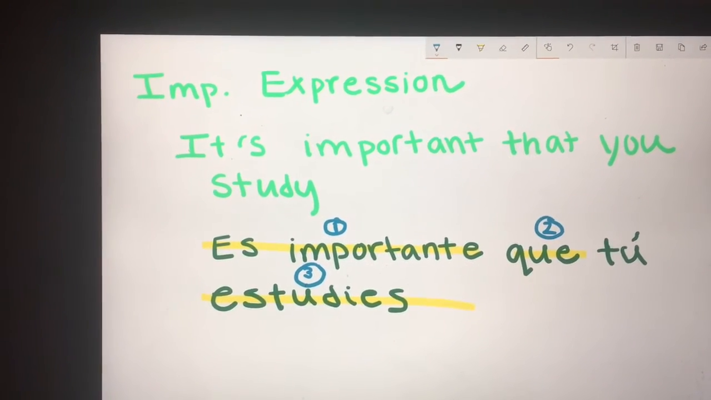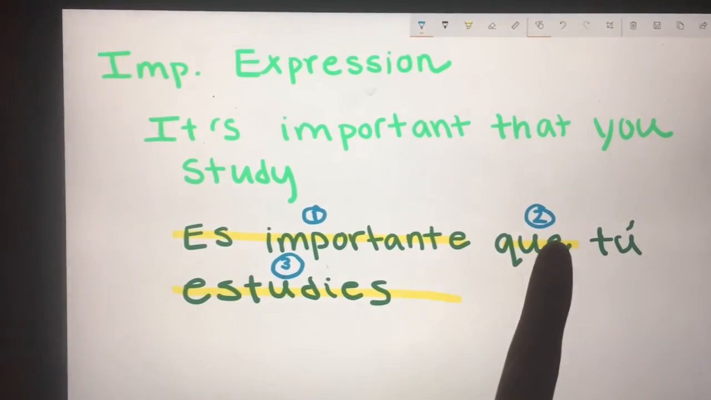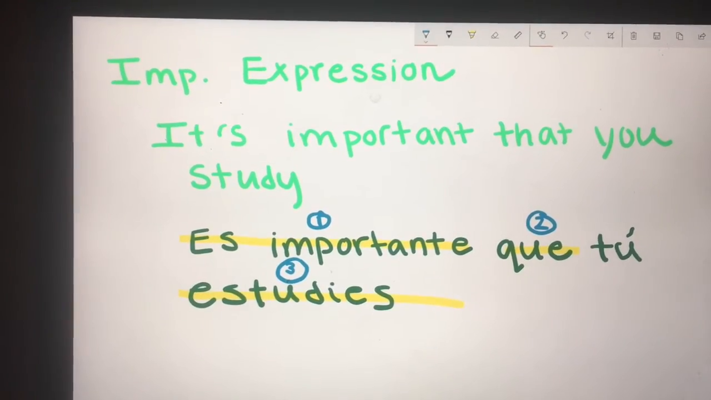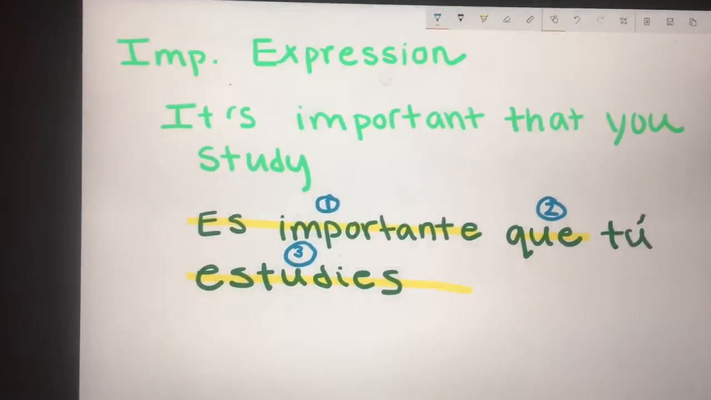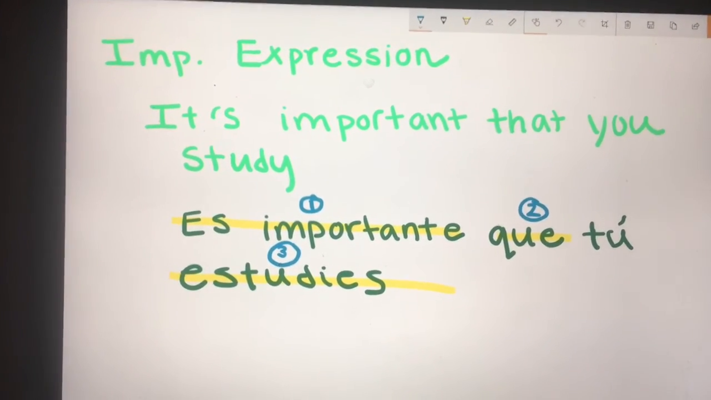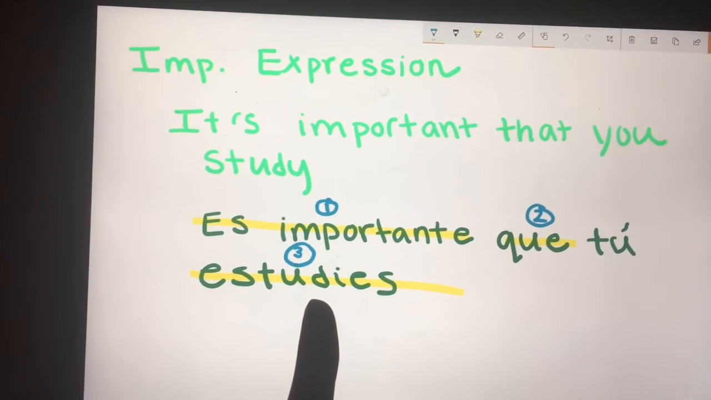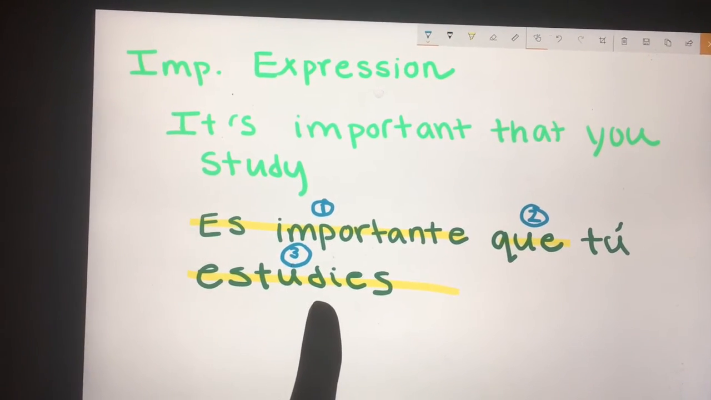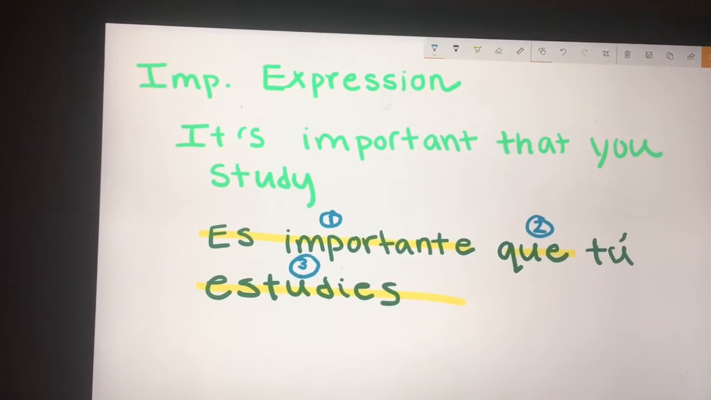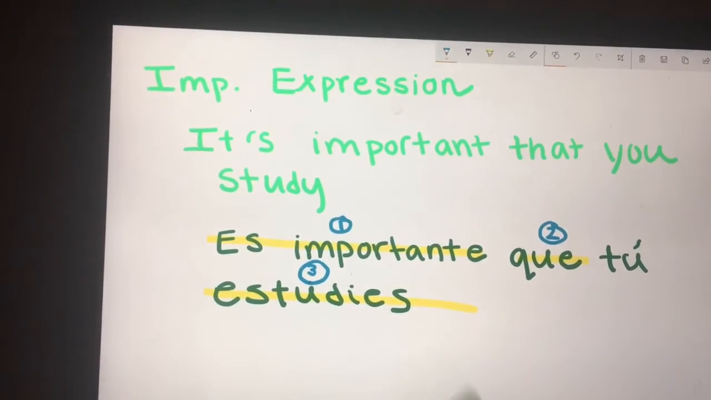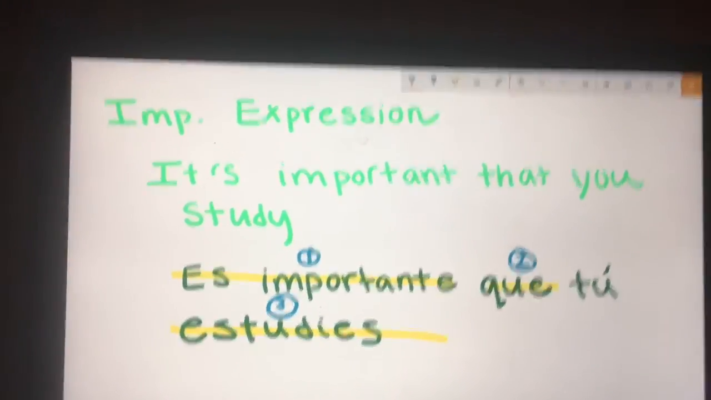Es importante que, so I have the indicator, es importante, I have the que. My change in subject is just kind of from this impersonal realm to the you. So I can use the subjunctive. So the verb to study is estudiar. I study is estudio. And since it is an AR verb, the opposite ending is going to be es. Es importante que tú estudies.